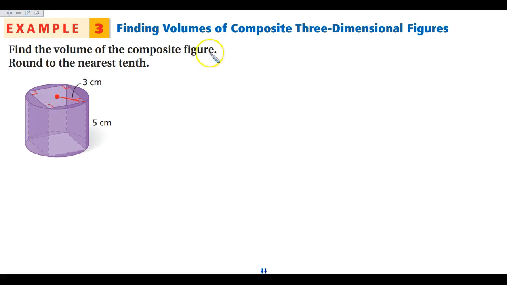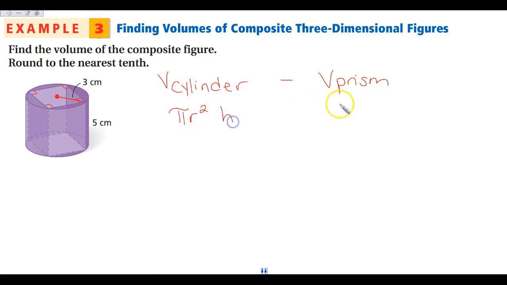All right, so what we're going to do is we're going to take the volume of the cylinder, and from that we're going to subtract the volume of the prism. Okay, so my volume of the cylinder is pi r squared times h, and we're going to subtract from that my volume of the prism, which is area of the base times height.